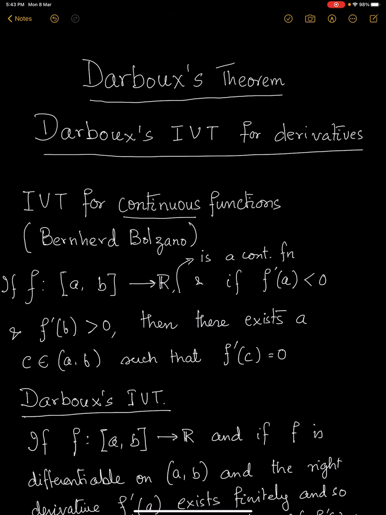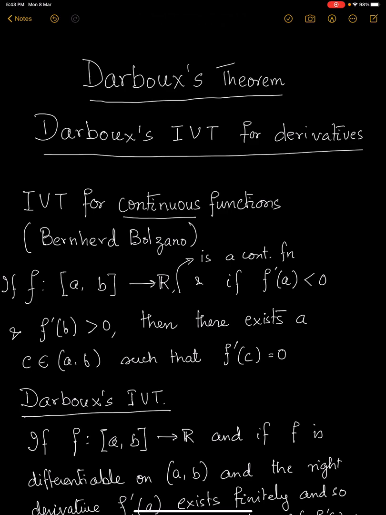You have all heard about the intermediate value theorem for continuous functions, which is actually credited to the famous mathematician and Czech priest, a priest from Prague called Bernard Bolzano. And it's one of the greatest theorems of calculus or analysis, whatever you want to say.